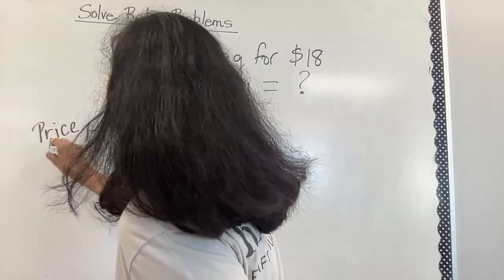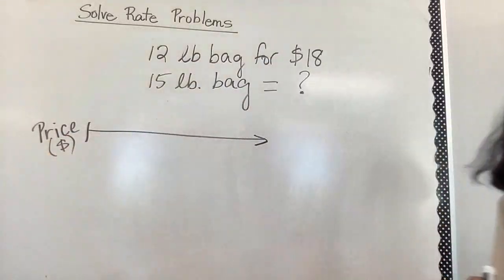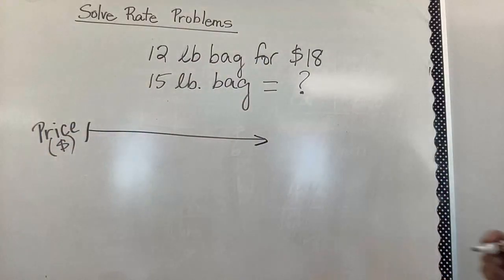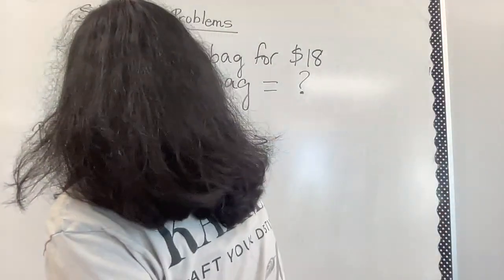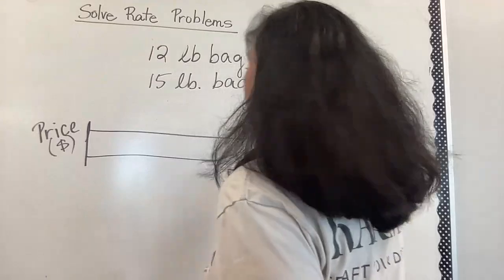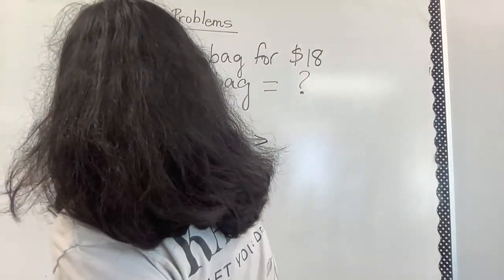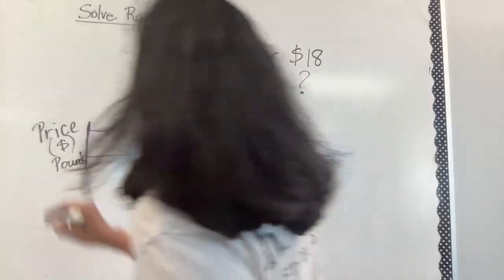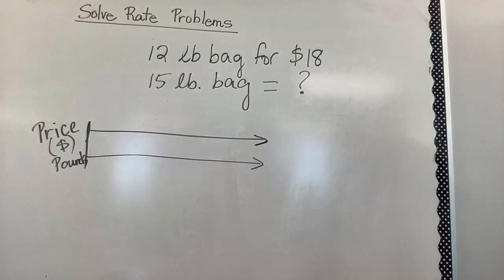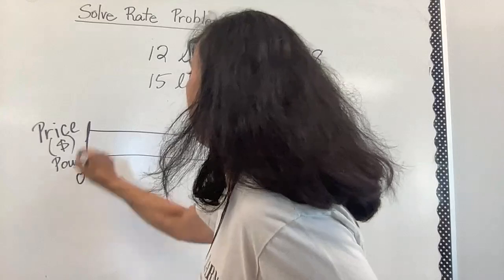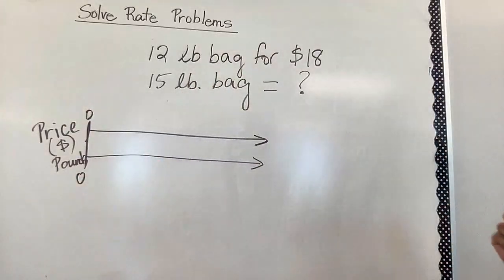Okay, price in dollars, that is the top number line. And then we have pounds. Just extend this, and this is my pounds, which is the bottom. Okay, bottom number line is pounds. And then of course this is 0 here and 0 here.